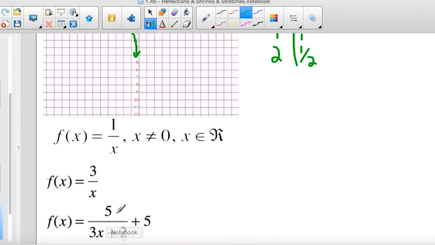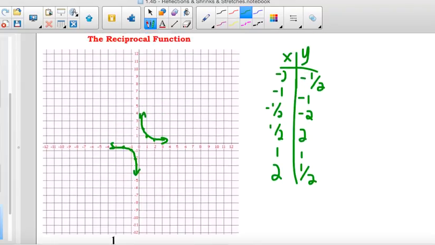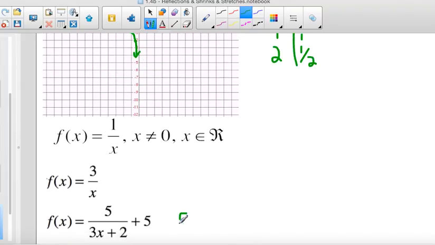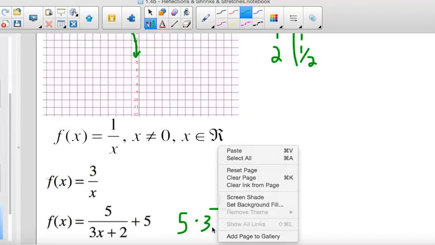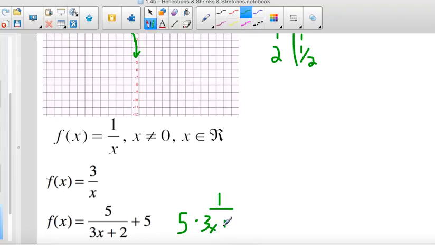We'll skip the first one, but we are going to do the second one, which is 5 over 3x plus 2, plus 5. So we have a vertical stretch of 5. You can think of it as 5 times 1 over 3x plus 2, and plus 5. This is the same thing, but at least this way you can see the vertical stretch by a factor of 5. Here it's a little harder to tell.